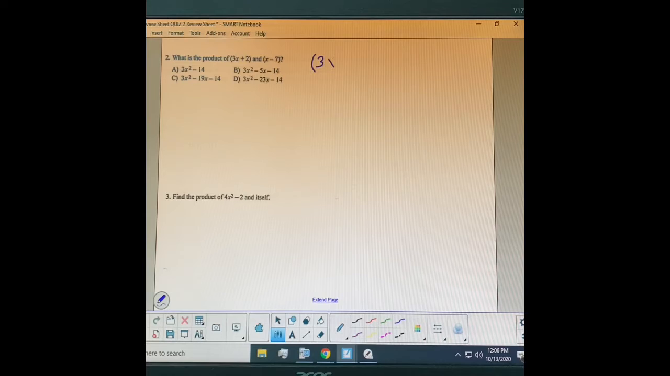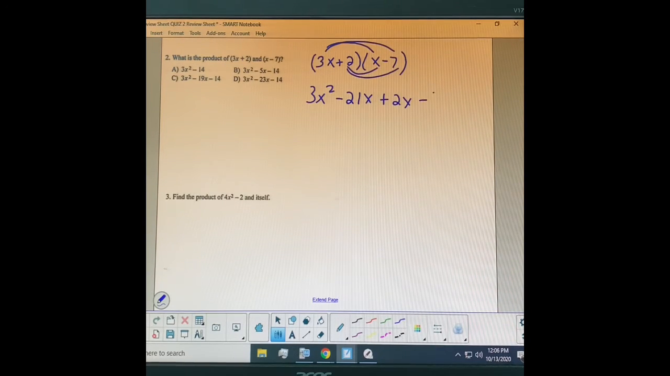Find the product using FOIL. Multiply the first two terms, the outer two terms, the inner two terms, and the last two terms. Combine like terms, and we will get 3x squared minus 19x minus 14, which is choice C.